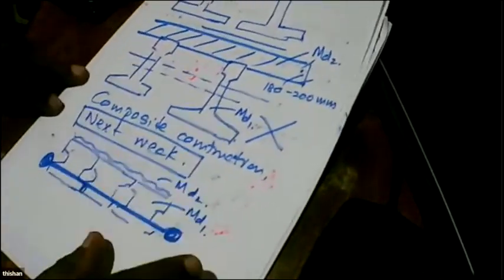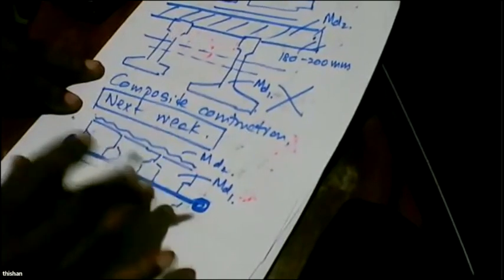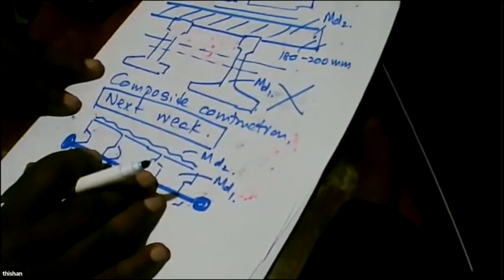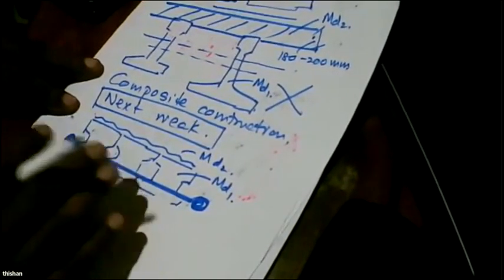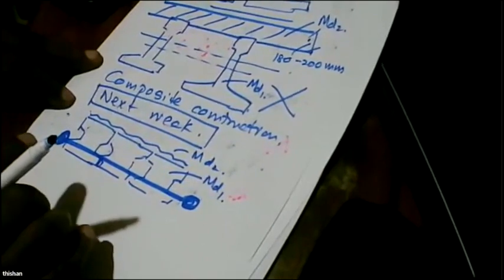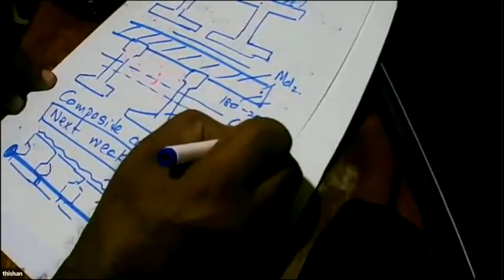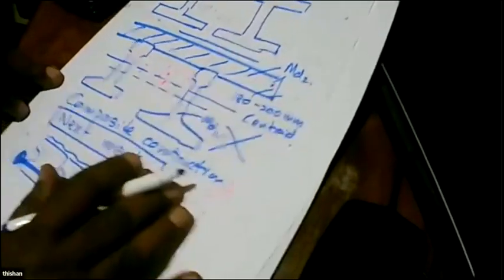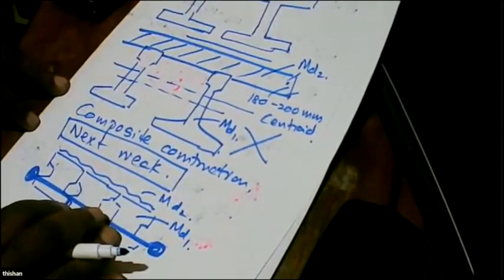So here MD2 is only just the addition of some asphalt. So I'm talking about this particular situation where the centroid of the section does not change for live loads. It's the same centroid for dead loads and live loads. Whereas here the centroid of the section changes, because the original centroid is here, and after casting of the composite slab, the centroid changes.